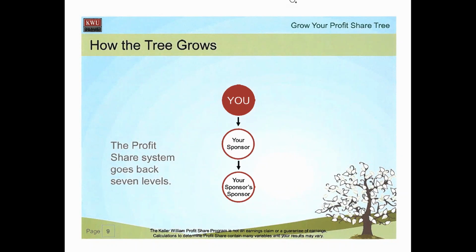So how the tree works: when you join, you have to name somebody as a sponsor, and then that person named somebody as their sponsor. So it goes back 7 levels. And chances are, most people, you aren't going to know. You might know the first couple, maybe 2 or 3, but you probably won't know anybody beyond that. I know for myself, I think I know the first 5. I don't know who the others are.